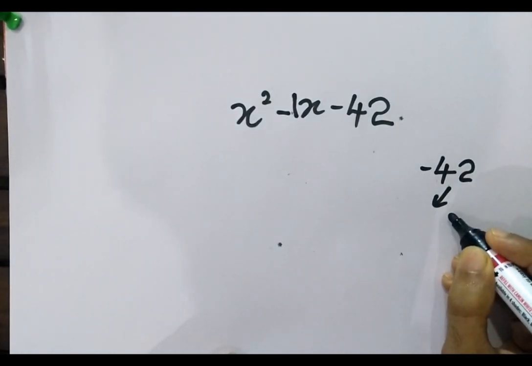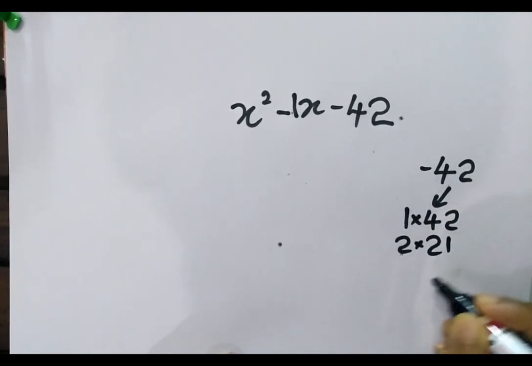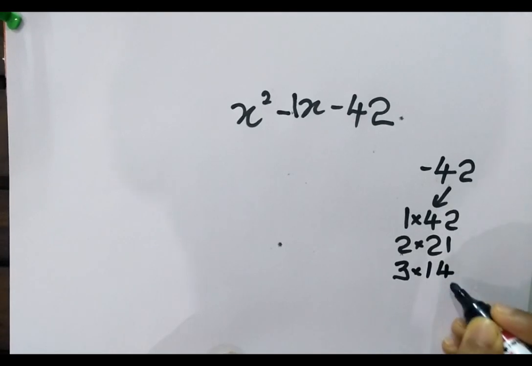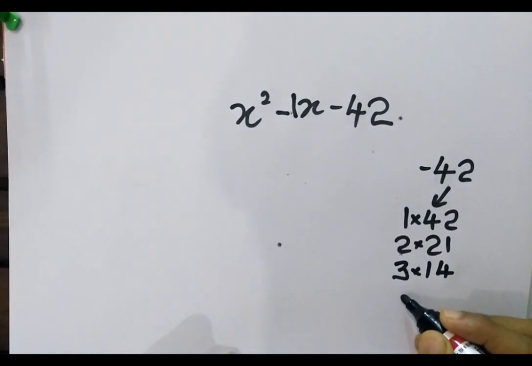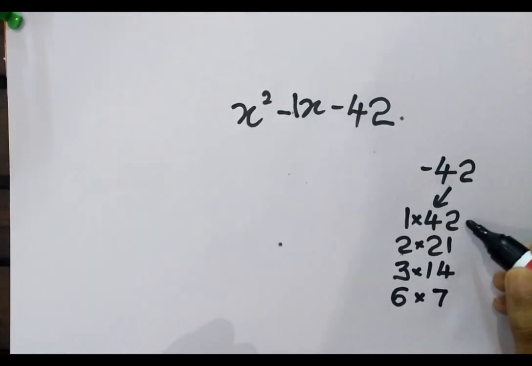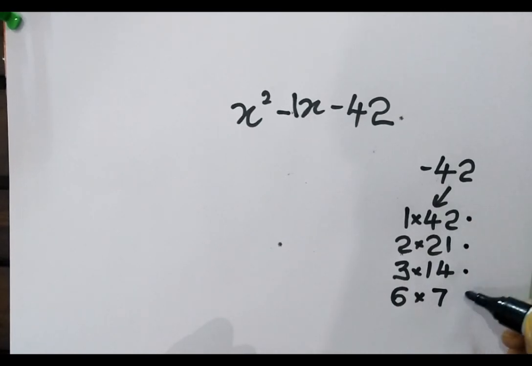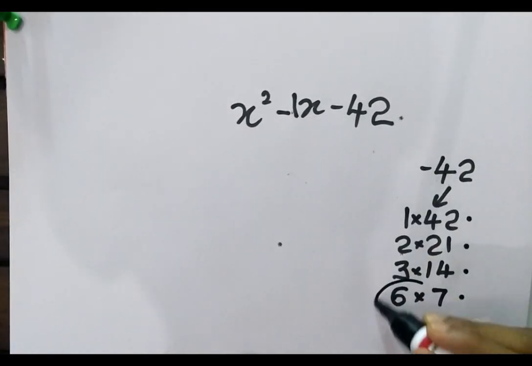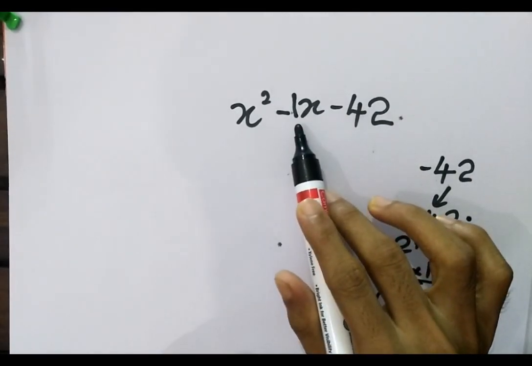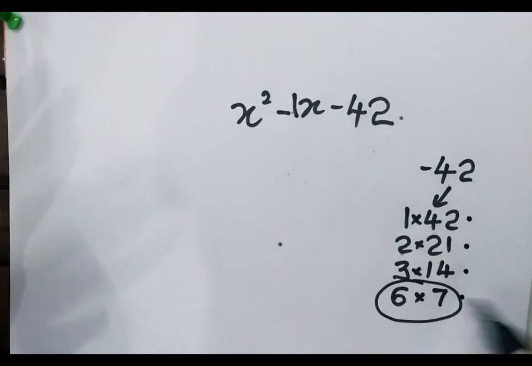So the factors are: 1 times 42, 2 times 21, 3 times 14, 4 is not there, 6 times 7. So 7 sixes are 42, and here we got a minus sign, so we'll take the difference of these. The differences are 41, 19, 11, and here 1. So we are getting this middle value, this coefficient of x, from 7 and 6. Right, now if we subtract them, yes, we can get that answer.